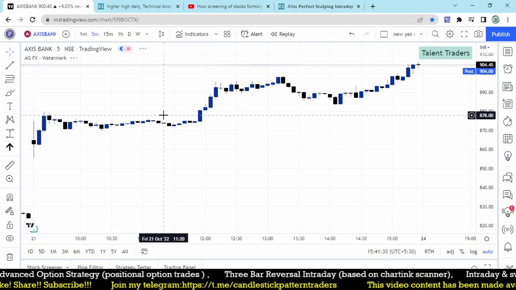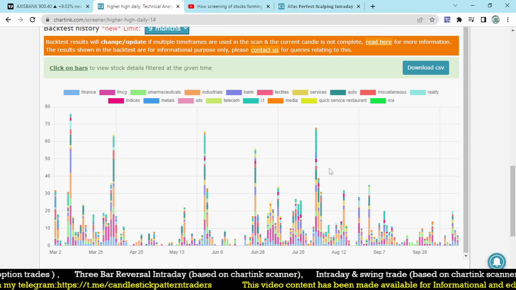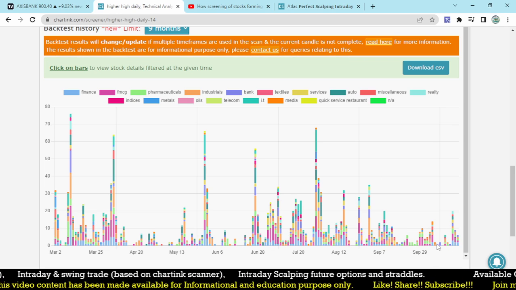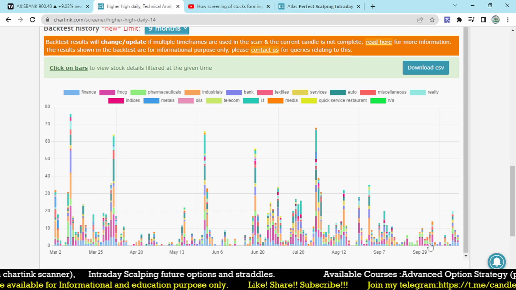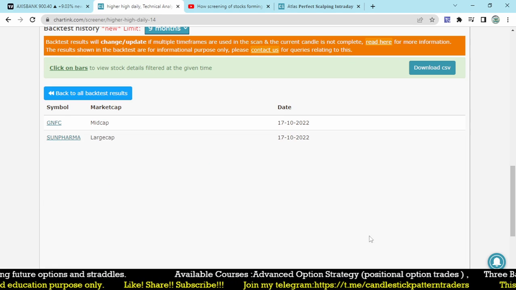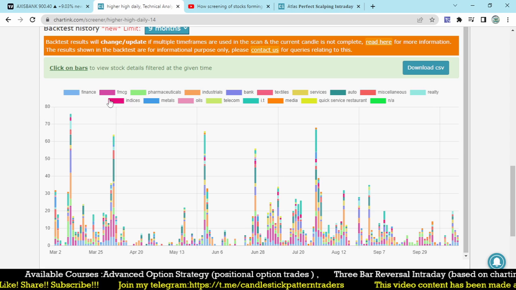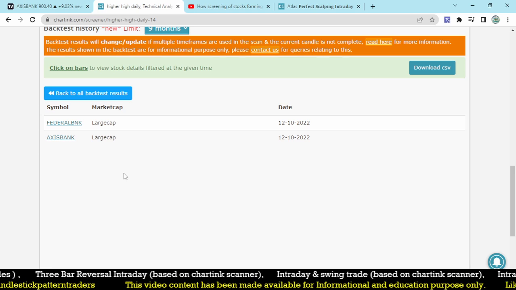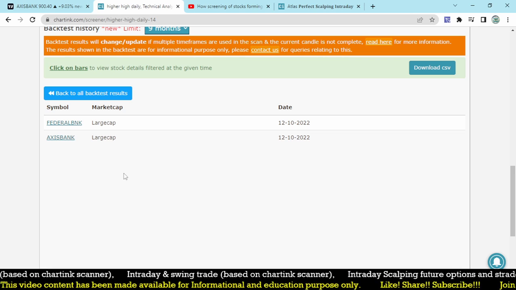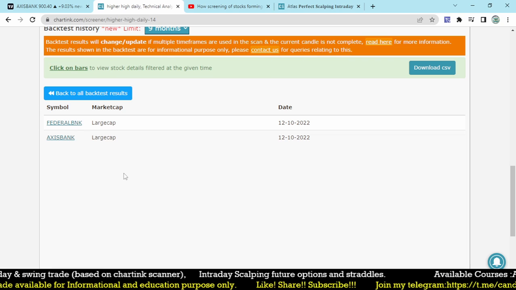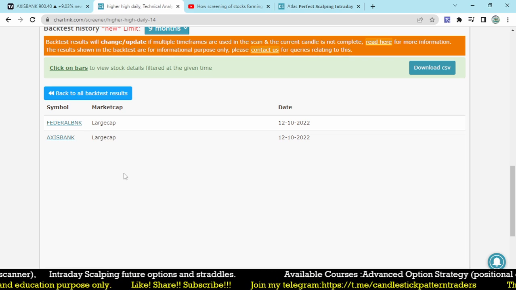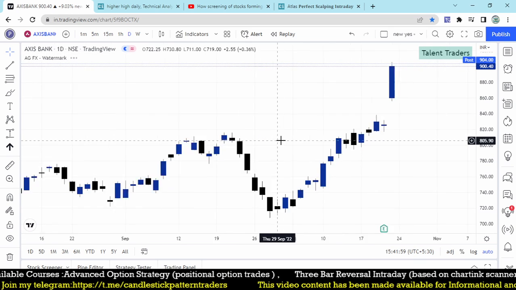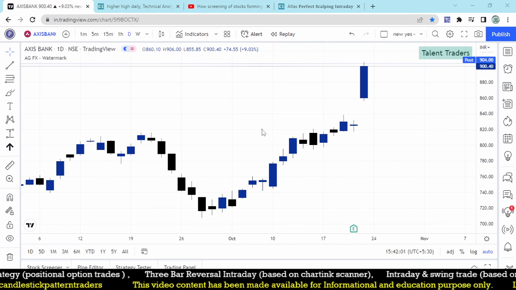So that we filter out by the pattern which is happening on 12th of this month. Based on the scanner on 12th we got 2 stocks. Yeah, these are the stocks which we got, Federal Bank and Axis Bank. These 2 we are finding out based on the candlestick pattern. That is exactly what happened in that stock, and this is the area we have discussed.